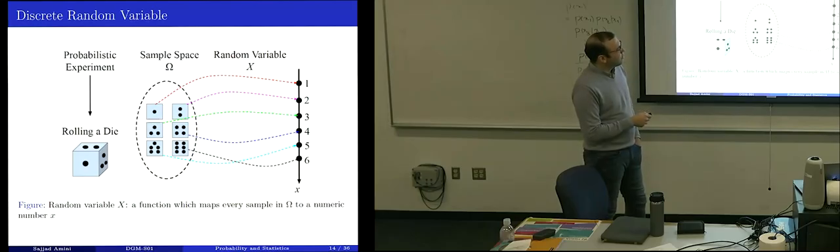You can assign, for example, the outputs 1 and 2 to the numeric value of 1, but you cannot assign one of the elements in the sample space to two different numeric values. It is exactly a function here.